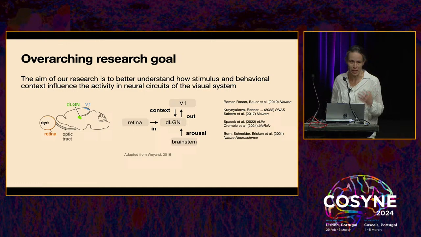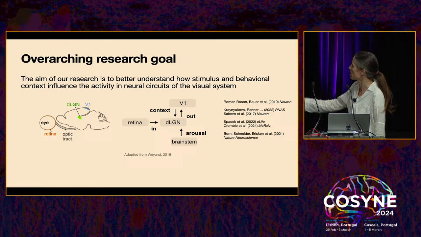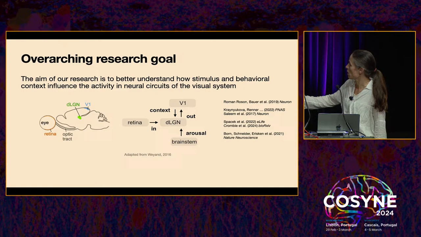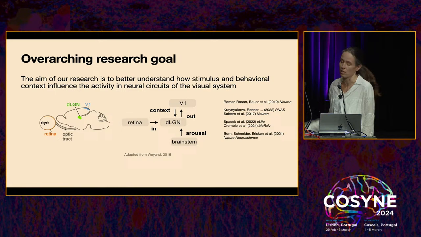So we studied how retinal inputs are integrated in LGN, how the output of LGN influences V1 dynamics and feature selectivity. We are also very interested in how feedback from primary visual cortex projects back to LGN and maybe conveys things like spatial context. And we study how arousal signals from the brainstem modulate neural processing in LGN.